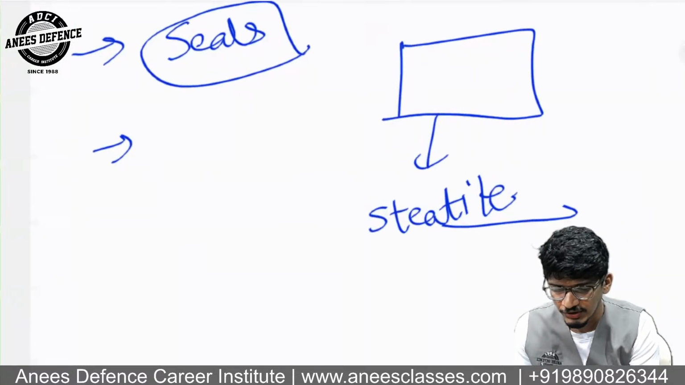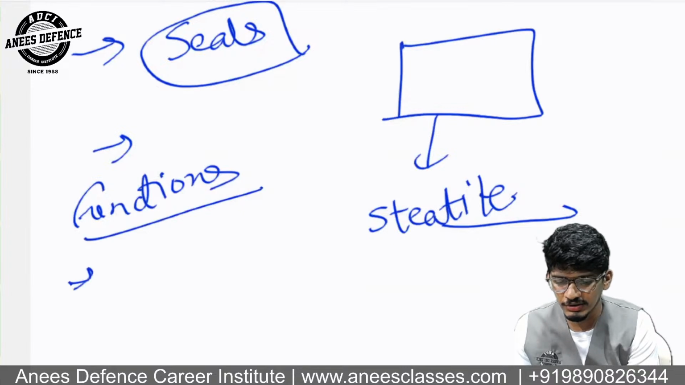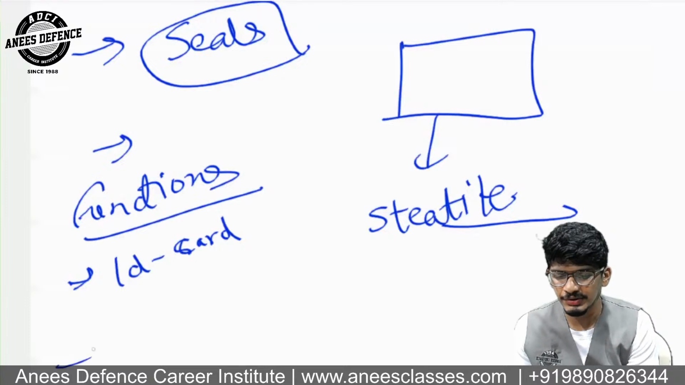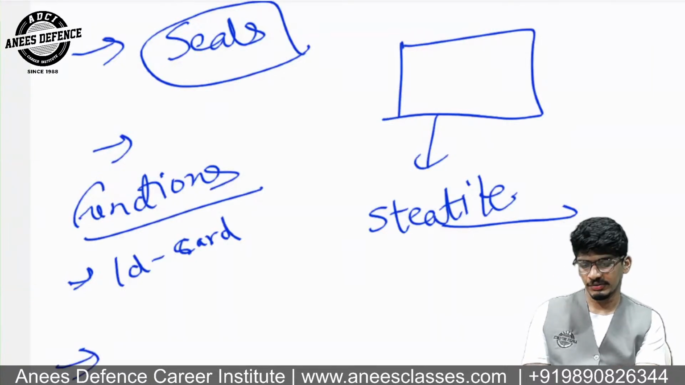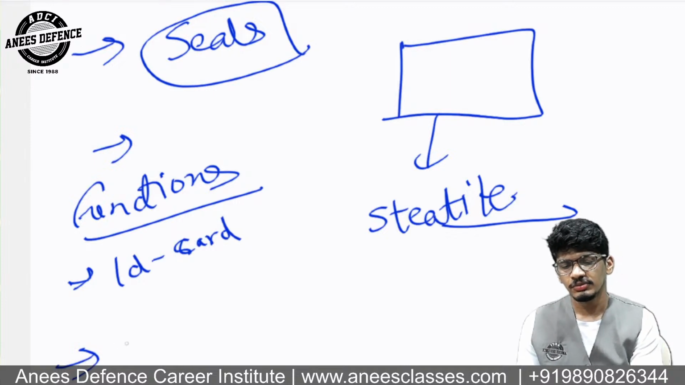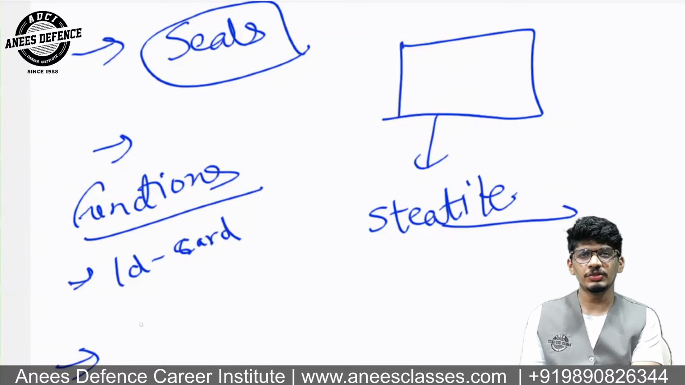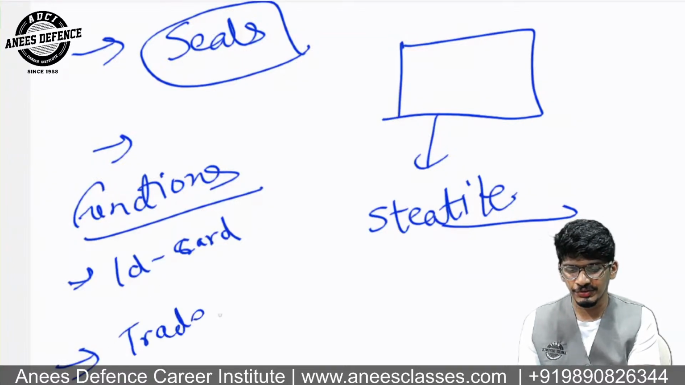Now we will see the functions of these seals. The functions of these seals are: first, as we have already said, an ID card for people. Next, it was a type of certificate or letter regarding the genuineness of the goods. It was used for trade purposes.